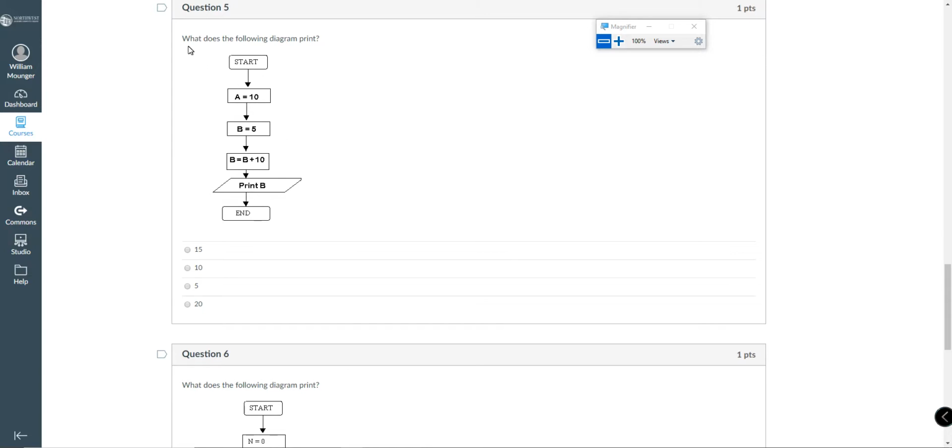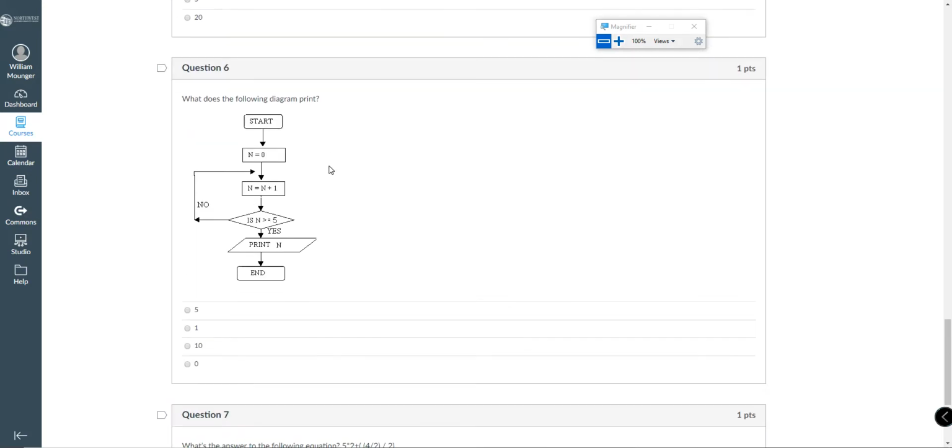Now, this is basically a little program outline. What does it print? We start our program. We have A set to 10, B set to 5. B is B plus 10. So what's 5 plus 10? That's 15. It should print 15. Now, we're not even using A. It's just printing B. So there you go.